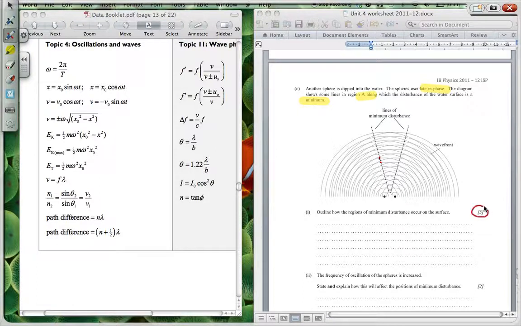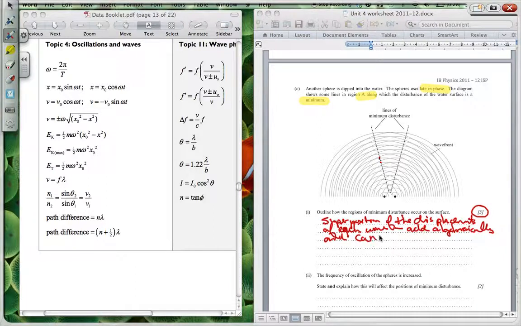So the question is, outline how regions of minimum disturbance occur on the surface. Now notice you've got 3 marks, so you've got to put 3 points. You need to explain how interference occurs: you get interference at a point because of the superposition of the displacements of each wave, and these add algebraically, and in this case they cancel each other out.